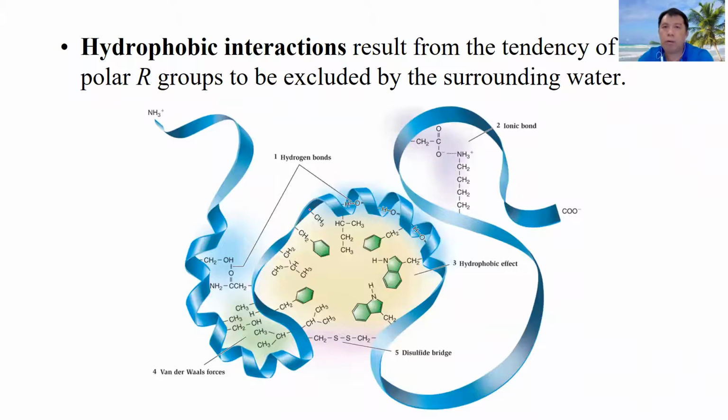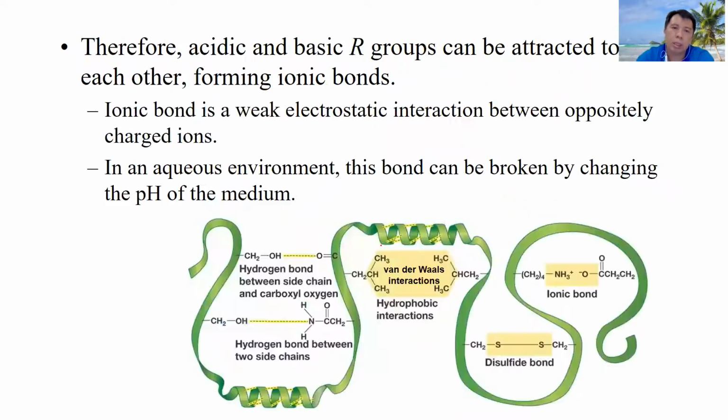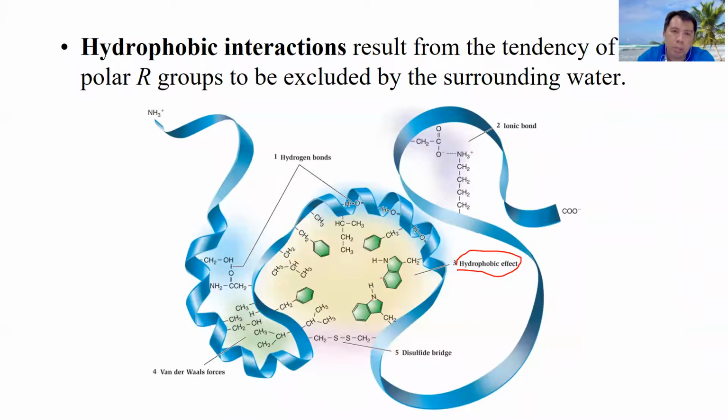Hydrophobic interactions result from the tendency of non-polar molecules to be excluded by water. So where is the hydrophobic interaction here? It is due to the non-polar R groups. Look at all of these, they are non-polar R groups. Because of this, they can be excluded by the surrounding water. This protein is in the cytoplasm, which is an aqueous solution. So the water will exclude all these non-polar side chains.